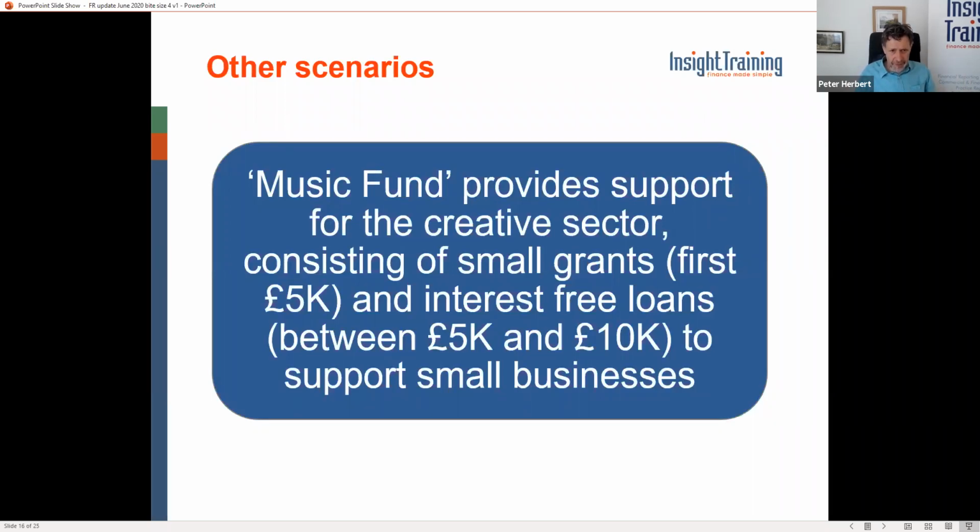So, the Music Fund provides support for the creative sector, consisting of small grants, first 5,000, and interest-free loans between 5 and 10,000 to support small businesses. Now, again, I guess the loans are loans, the grants are grants. We talked already about the fact that under 102, you've got two approaches in terms of how you account for grant income. Do you actually recognise it all in the P&L at the point that amount becomes receivable, or do you credit to deferred income and release back?